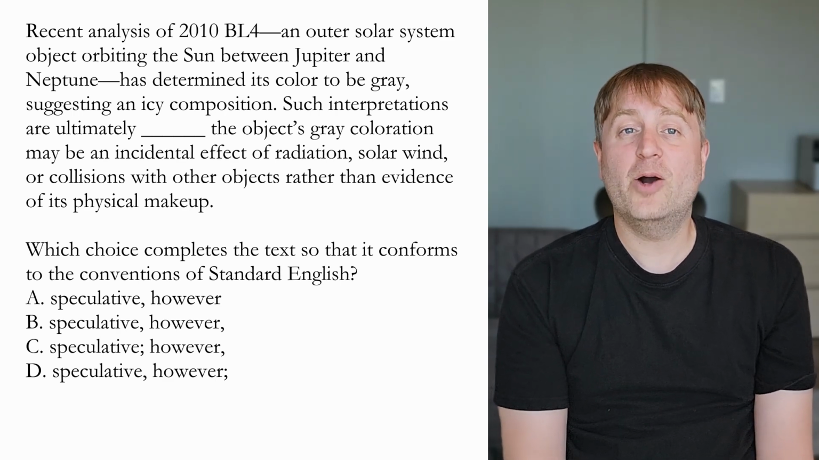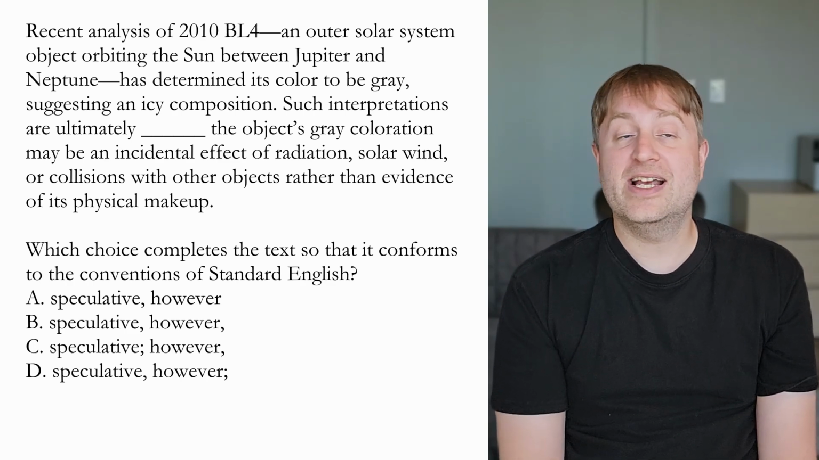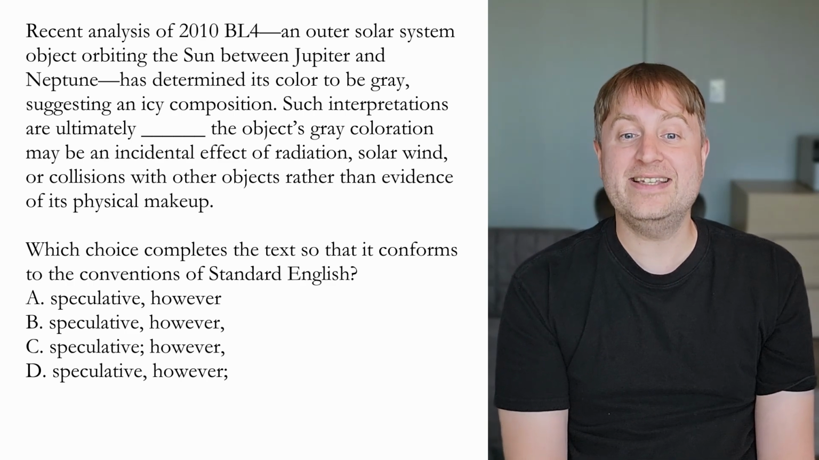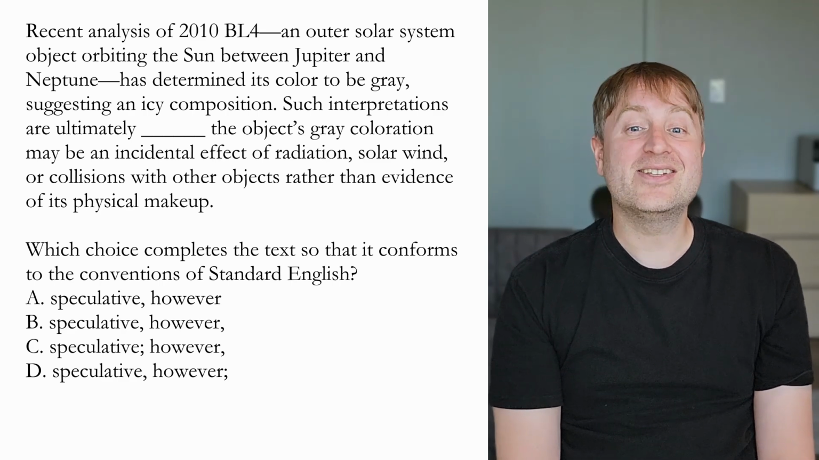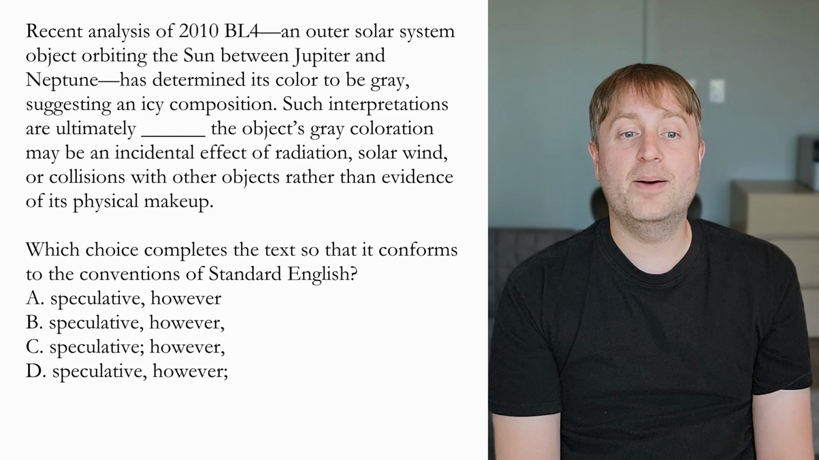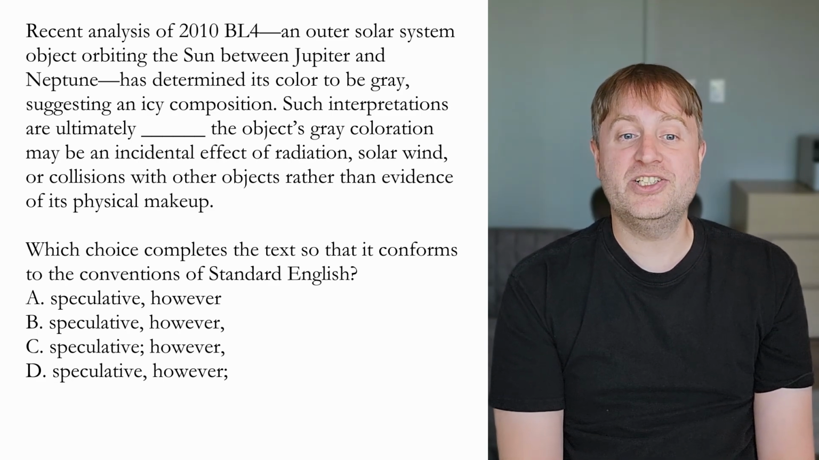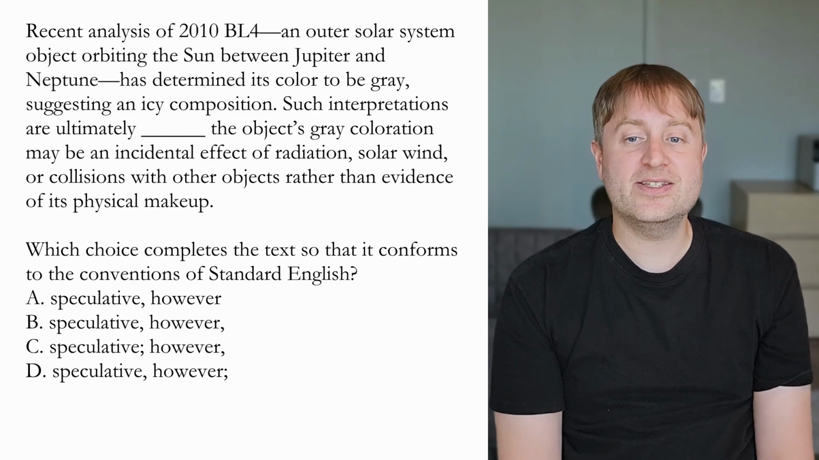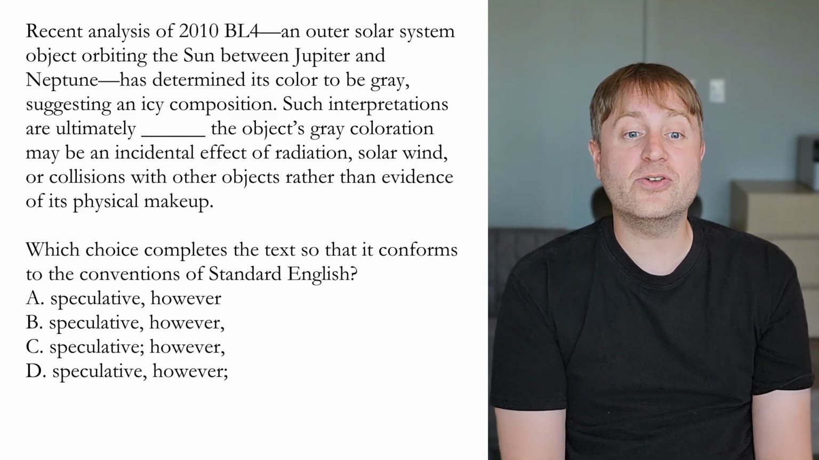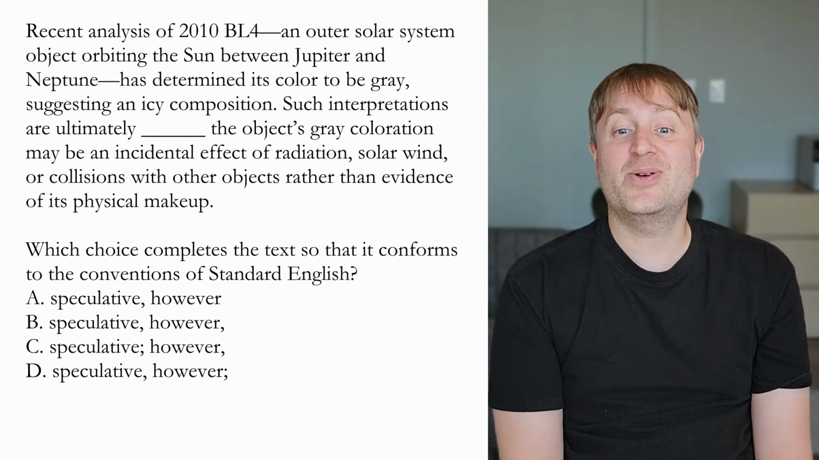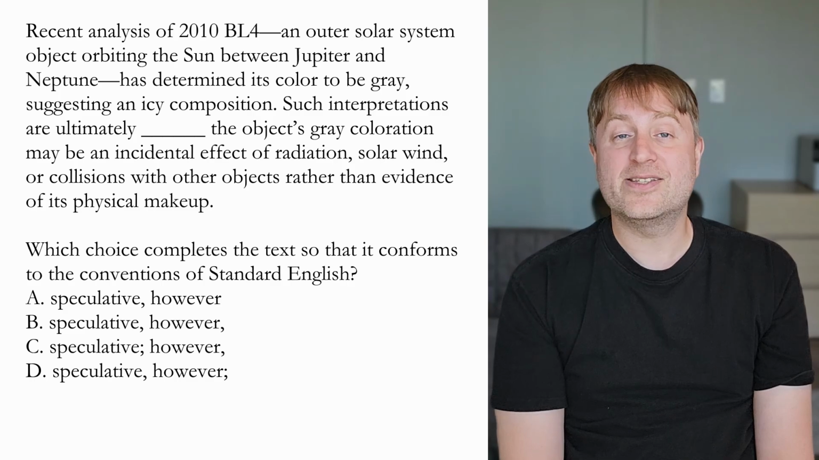So what if we put the "however" before the semicolon, like in answer choice D? That would suggest contrast between the first sentence and the first half of the second sentence. The first sentence tells us that recent analysis of the object 2010 BL4 suggests that it has an icy composition. But the first half of sentence 2 tells us that this is merely speculative, which again means that we don't really know for certain. That is a contrast relationship, which means that the "however" makes sense. We found our answer, and it's D.